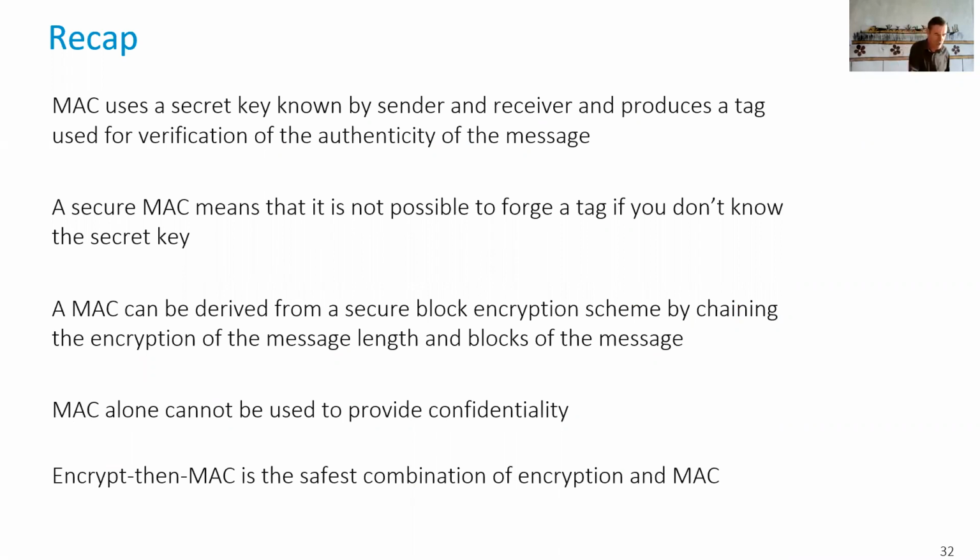Well, a quick recap at this point. We're just halfway through the set of mechanisms. So the first two mechanisms we've seen are MAC and encryption. MAC uses a secret key known by sender and receiver, and produces a tag. The tag is sent in the clear text. And a secure MAC means that it's not possible to forge a tag. And a MAC can be derived from encryption, typically, but there are also other mechanisms we'll see. And MAC alone does not provide confidentiality, therefore you need to combine them together.